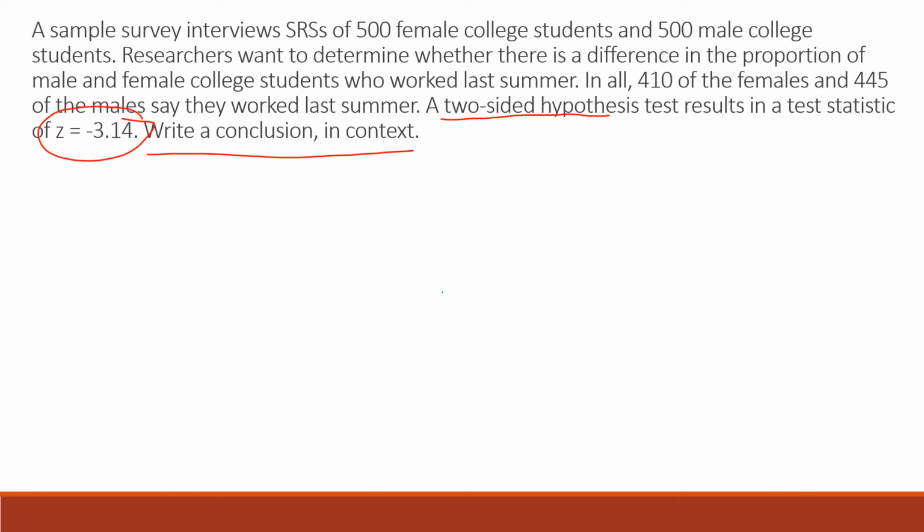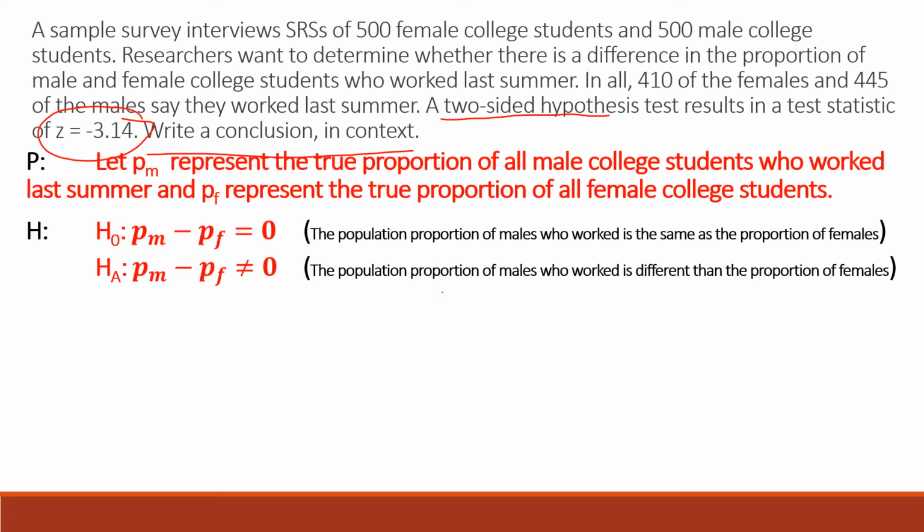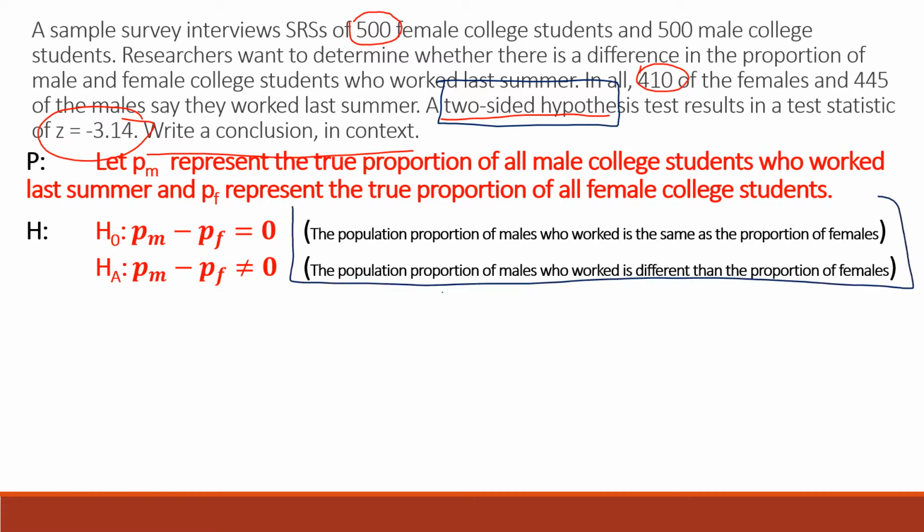So again, let's write our hypotheses, starting with defining our parameters. It's a proportion problem this time. We don't have a mean and a standard deviation. In this case, we have data that we can switch into a proportion. So 410 out of 500, for example. So PM is going to represent the true proportion of all male college students who worked last summer. PF is going to represent the true proportion of all female college students. Null hypothesis is that there's no difference between the two. It's telling us that this is a two-sided test, which means our alternative is that it's a not equal to. Okay, again, these are written here, but you should not write them.